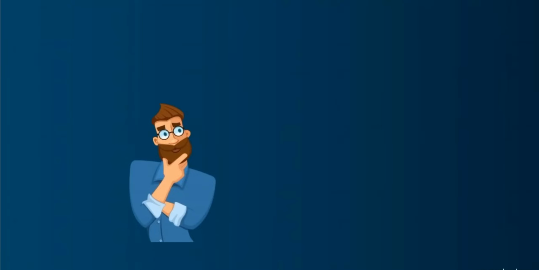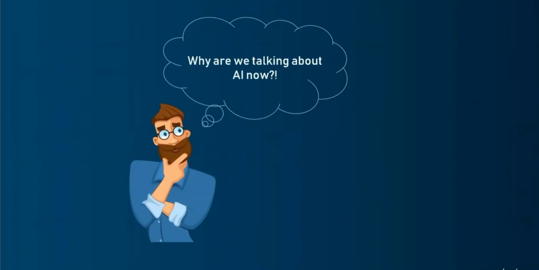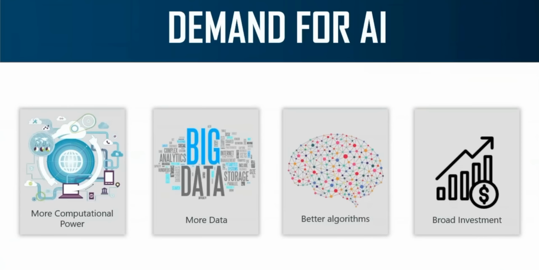Now, the question here is, if AI has been here for over half a century, why has it suddenly gained so much importance? Why are we talking about artificial intelligence now? Let me tell you the main reasons for the demand of AI. The first reason is that we have more computational power now. Artificial intelligence requires a lot of computing power. Recently, many advances have been made, and complex deep learning models are deployed. And one of the greatest technologies that made this possible are GPUs. Right? Since we have more computational power now, it is possible for us to implement AI in our daily aspects.